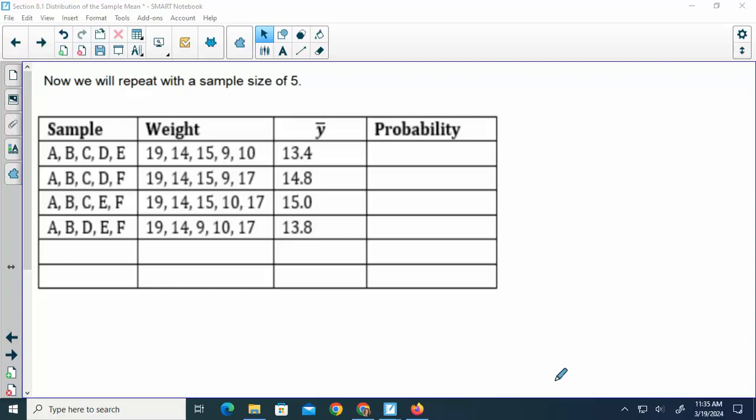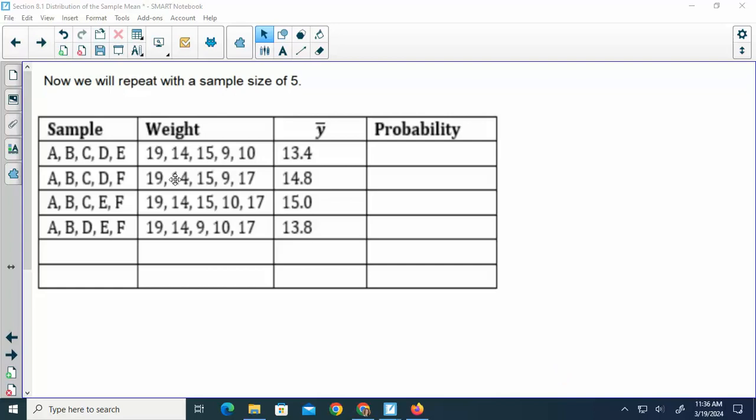We did our pumpkin example where we were picking a sample of size 2. We found every possible mean, and we found that the mean of all of those was the same as the original mean for those pumpkins. So now we're going to repeat this with a group of 5 pumpkins and see if we just got lucky or if there's something to that.